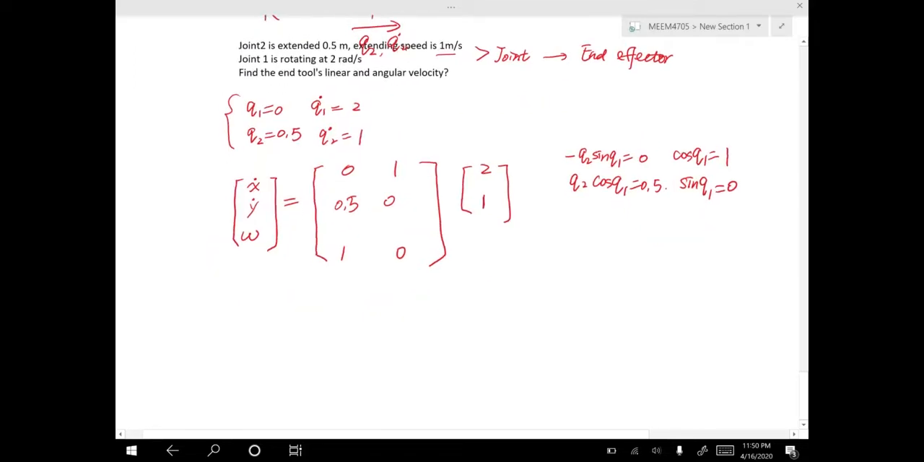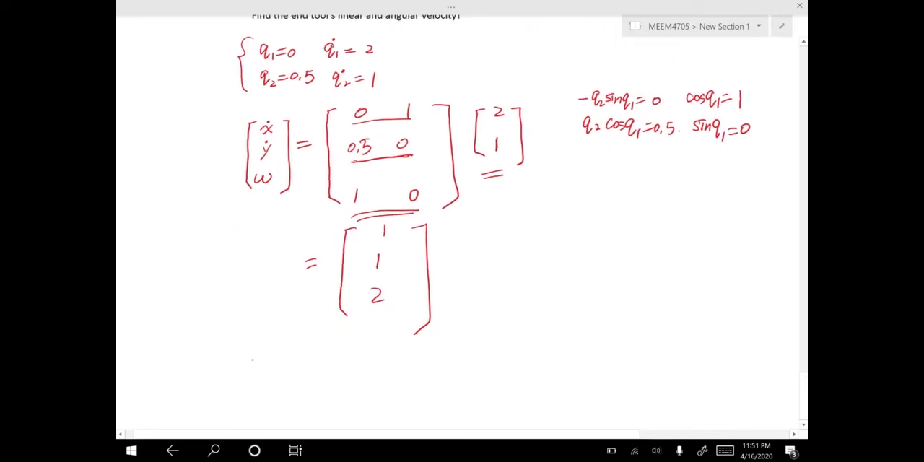Then we do the calculation of this matrix multiplied by this vector. The first term is the first row times this vector, so that is 1. The second term is the second row times the vector, so that is 2 times 0.5 plus 0 times 1, so that is 1. And the last row is 2, because this is 0. So that is 1, 1, 2.